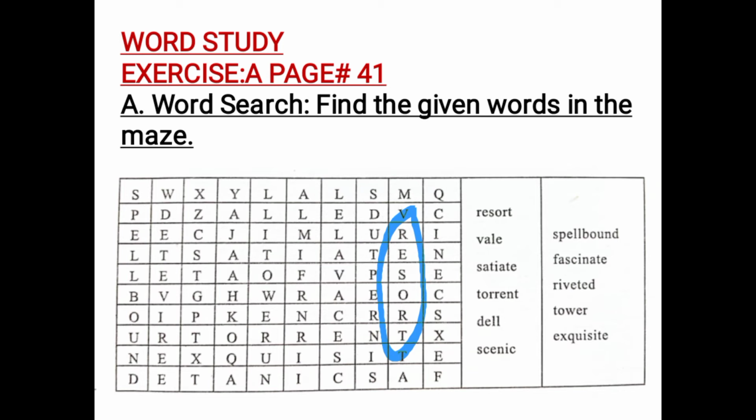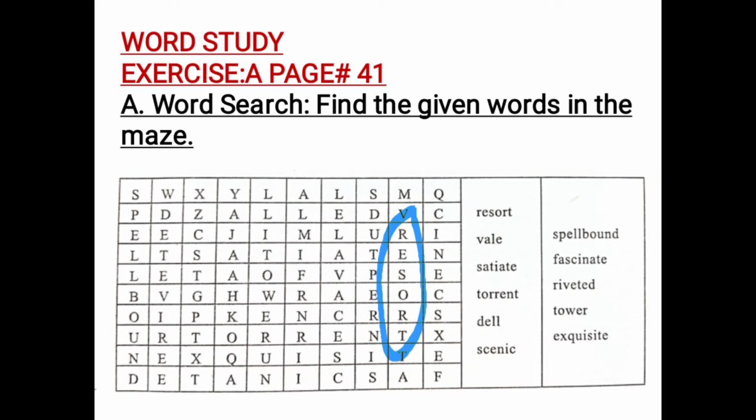The next words are veil, which means a valley, satiate, which means to satisfy, to please. Then we have torrent, dell, scenic, spellbound, fascinate, riveted, tower, and exquisite. You have to find all of the words in the maze.